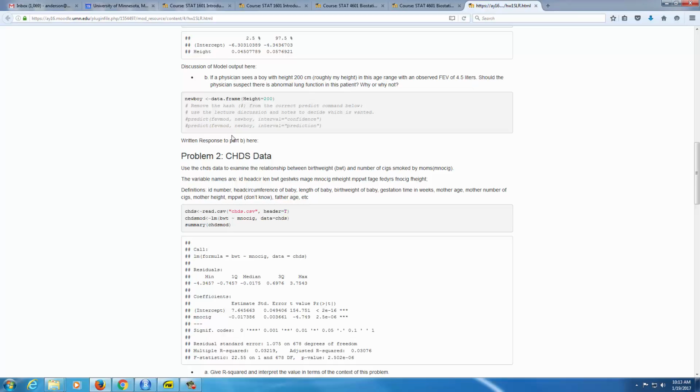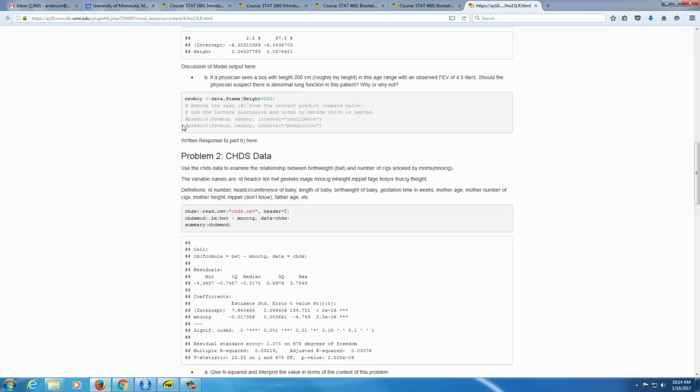And you would use one of these two predict commands, either the predict command that has the option confidence or the predict command that has the option prediction. And hopefully from the class you would understand which one should be used here. And for the one that you think you ought to use, just take away the hashtag in the front of the command, and then that command will execute.